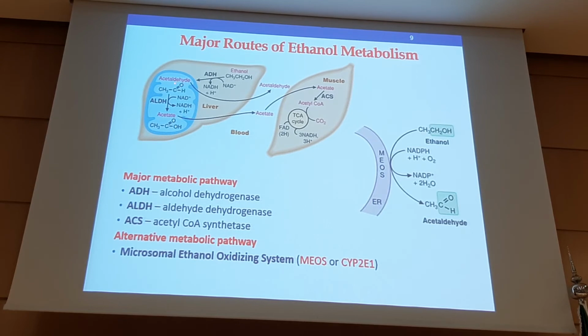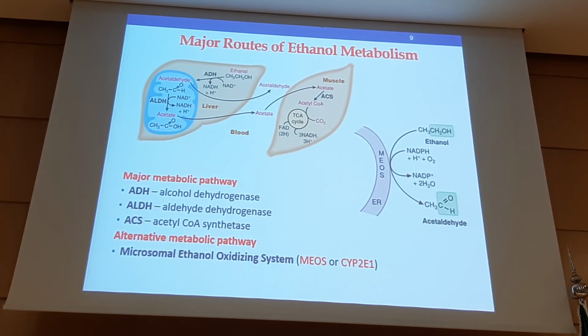acetaldehyde being produced from ethanol, and then acetaldehyde gets converted to acetate by ALDH, aldehyde dehydrogenase. Acetate is released into circulation along with acetaldehyde. Acetaldehyde is what causes the hangover. Whereas acetate gets taken up by the muscles and converted to acetyl-CoA into the TCA cycle. And this is done by an enzyme called acetyl-CoA synthetase.